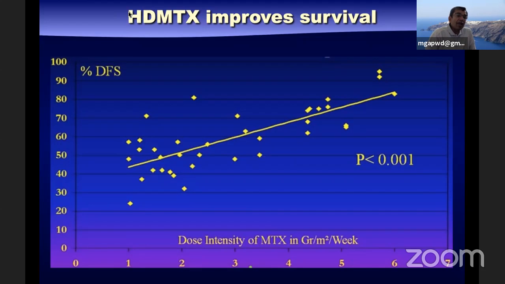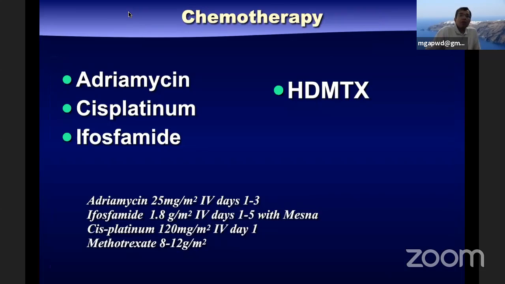You can see from this graph that the dose response curve is almost linear. You increase the dose and the response is better. So methotrexate in a dose of 6 to 8 grams per meter square is the dose required to have a response in osteosarcoma. So Jaffe in the 1970s at MD Anderson actually showed that osteosarcoma responds to this kind of chemotherapy.